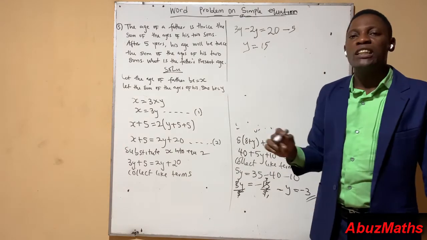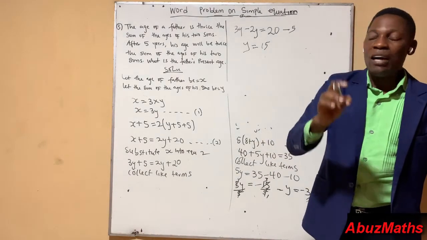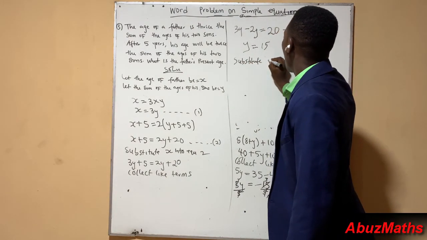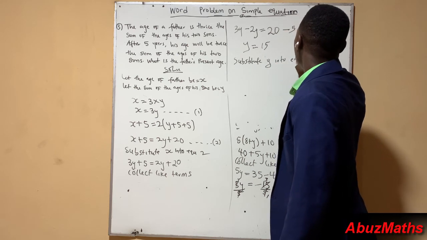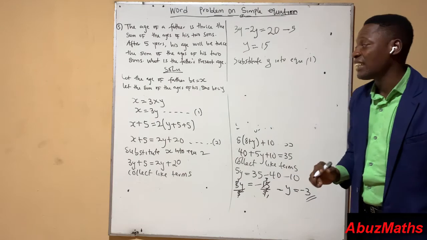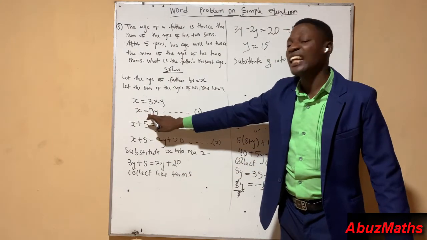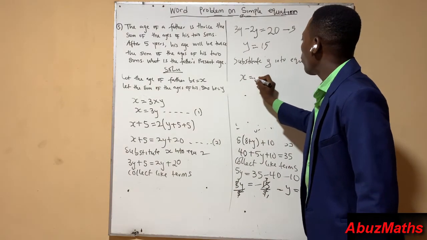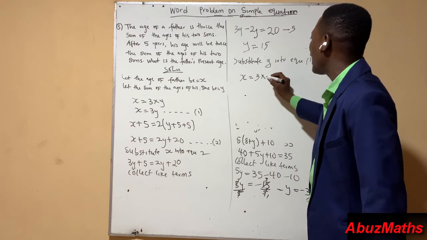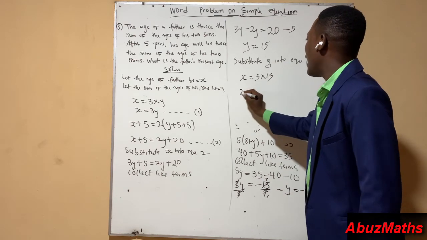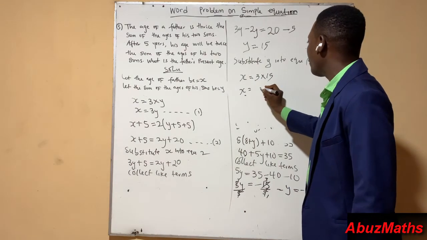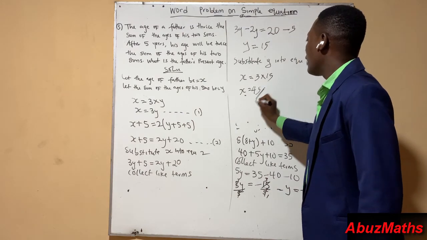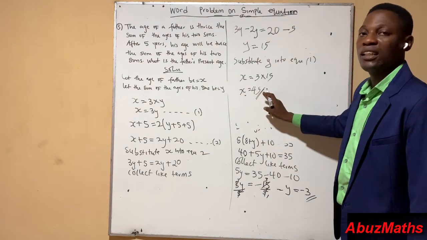Now, we don't have to look for the sons' ages, we have to look for the father's age. Now let's substitute y into equation 1 to get the father's age. Since equation 1 says the father's age is 3 times the sum of the ages of the sons. So x is equal to 3 times y, which is 15. So x is equal to 3 times 15. 3 times 5 is 15, put down 5, carry 1. 3 times 1 is 3 plus 1, which is 4. So 45. That means the age of the father is 45.